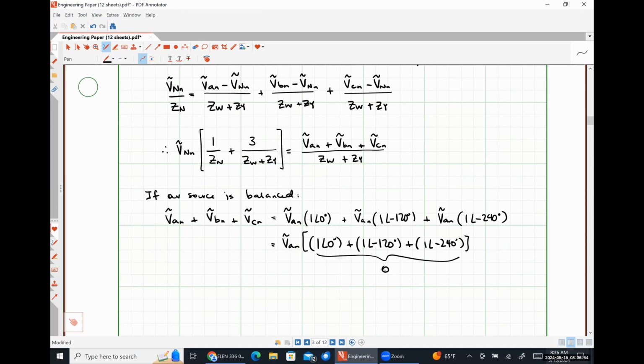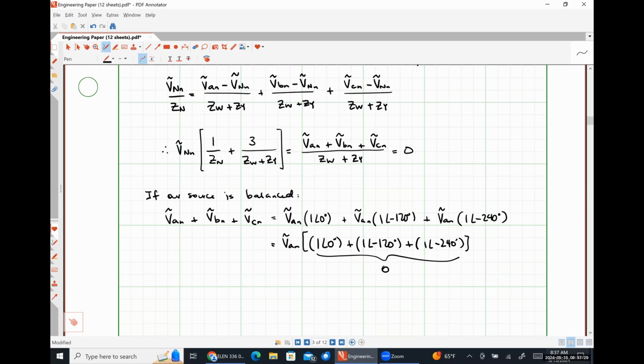So that means that the sum of VAN plus VBN plus VCN is literally equal to 0. So popping back up here, I can just put equal to 0. So what does this imply? Okay. So I have VNN times 1 over my neutral conductor impedance plus 3 over the sum of my transmission line impedance and my load impedance is equal to 0.